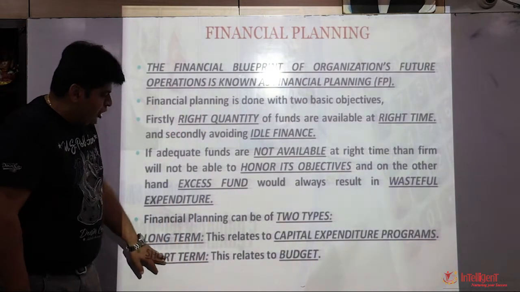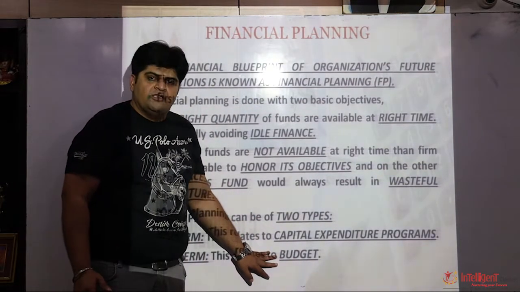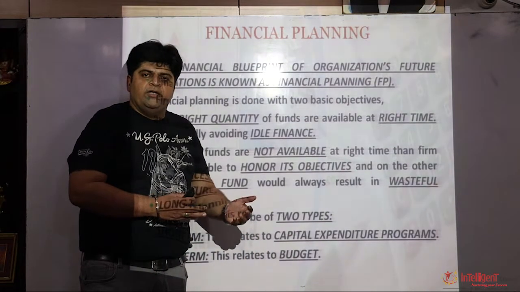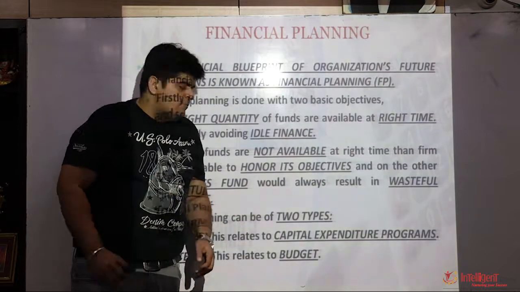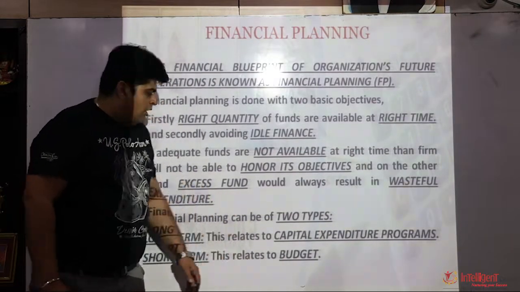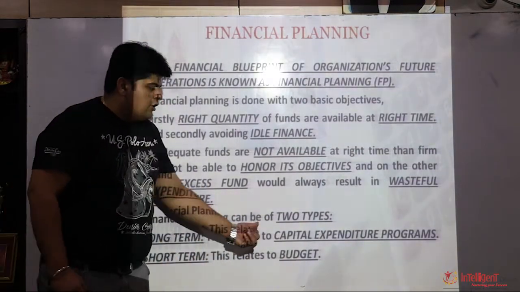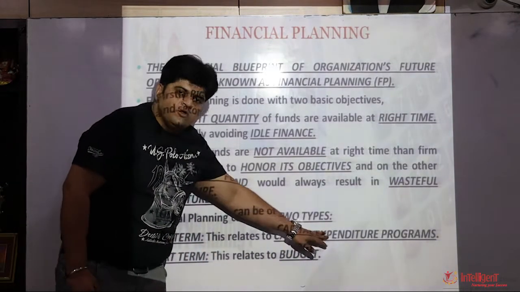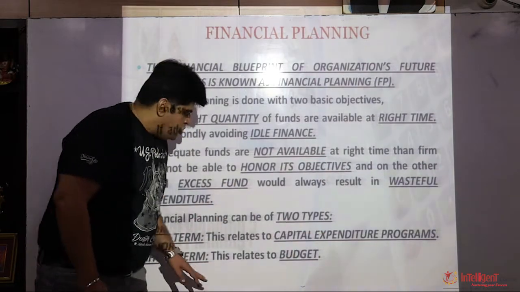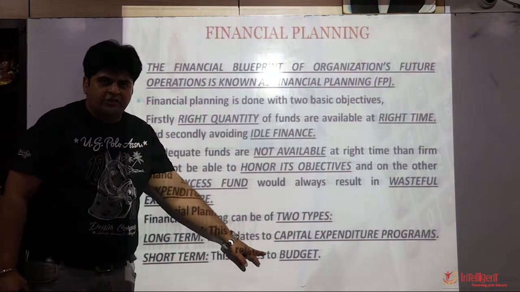And the other way, short-term financial plan relates to budgeting. When you sanction a budget for marketing or operation or sales or finance, let's say for one quarter or for a month, then it is referred to as a budget. So I would quickly sum up that financial planning is of two types, long-term and short-term. Long-term financial planning is known as capital expenditure program. Short-term financial planning refers to budget.